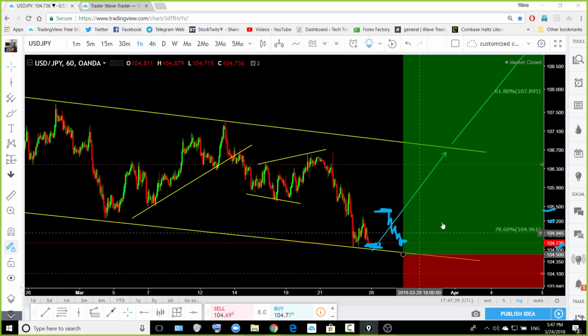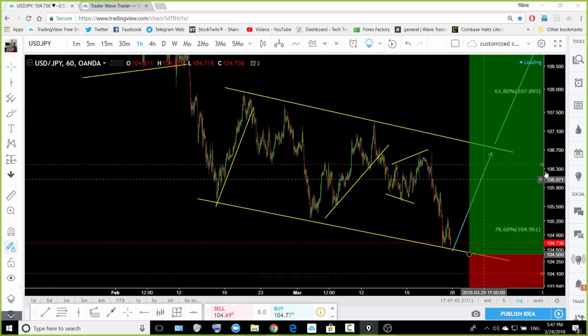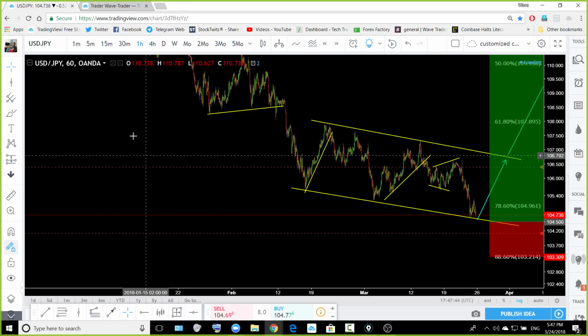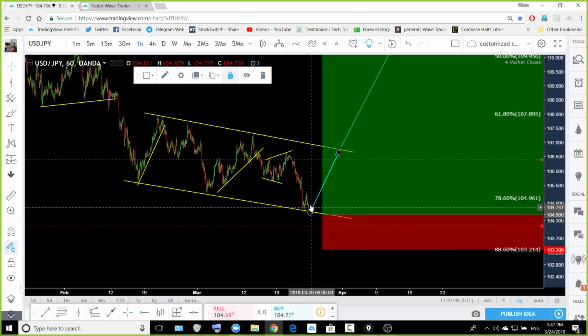So this is the possibility which we are looking for. If it is going to open with a gap, even if it is not going to open with a gap, just look for a reversal from this area. All right, so this is not the trade you guys need to look for. All right, so look for that trade.